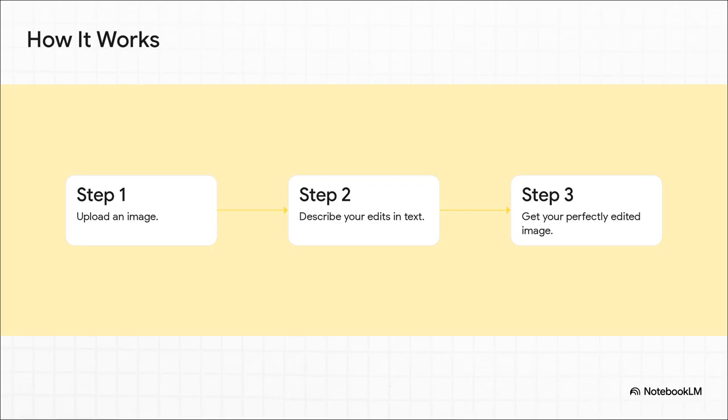And getting started couldn't be simpler. Seriously, you just upload your starting picture, you type out what you want to change, give him a red jacket or put her on a beach, and the AI does all the heavy lifting, giving you back an image that really truly respects your original vision.